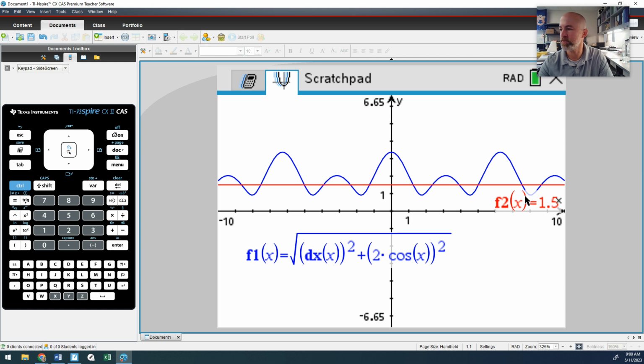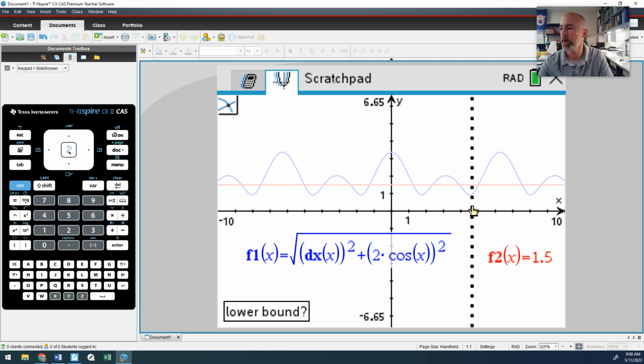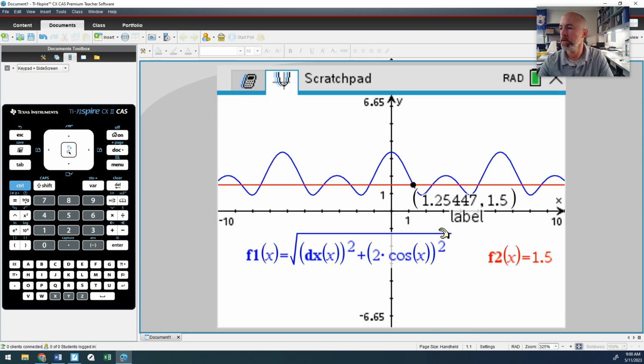One thing I don't like about the Inspire is it puts all my labels right smack dab on it. It looks like it's that point slightly after 1. I'm going to double check the interval the first time on the interval 0 to pi, so that would be between 0 and pi. So I'll go menu, analyze, intersection, and boing, there's my answer.